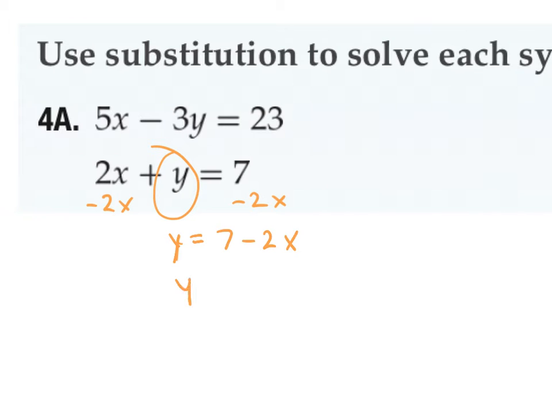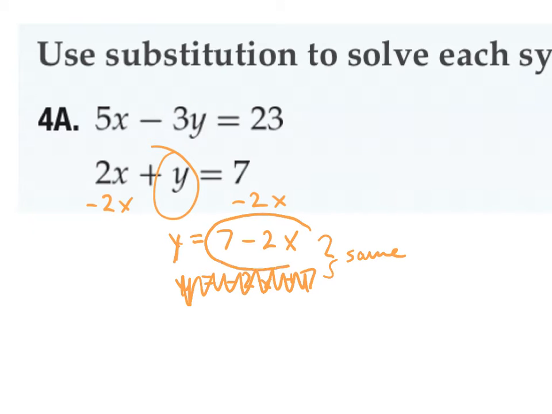You could leave it like y is equal to 7 minus 2x, or if you wanted to, you could say negative 2x plus 7. This is the same exact thing. These two are the same, it's just written differently. It's like saying 2 plus 4 is equal to 4 plus 2. It's the same thing. But we only need one of them, so I'm just going to use the first one for now. So we have y is equal to 7 minus 2x.